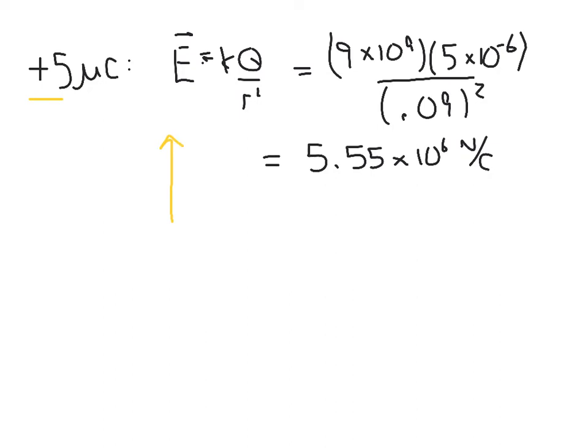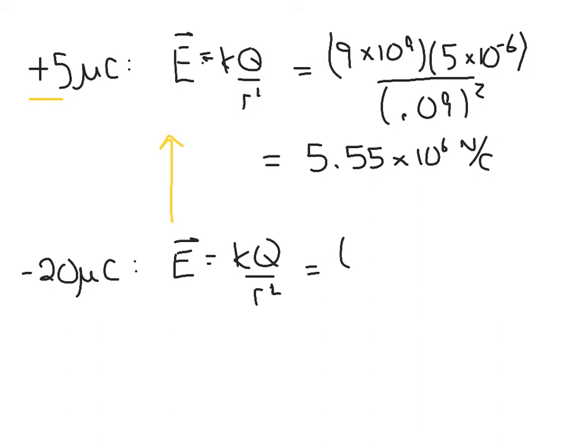The other electric field, due to the negative 20, we're going to do the same basic math just with different numbers. E equals KQ over R squared. The K is always 9 times 10 to the 9. The Q in this case is 20 times 10 to the negative 6. I don't really care about the sign because I can use my brain to figure out the direction.